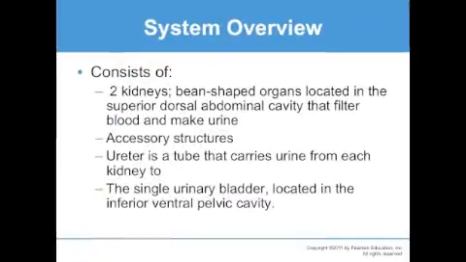The urinary system consists of two kidneys that are bean-shaped organs found in the superior dorsal abdominal cavity, and these are the organs that filter blood and make urine. The urinary system uses accessory structures such as the ureter, which is a tube that carries the urine from the kidney down to the urinary bladder that's located in the inferior ventral pelvic cavity.